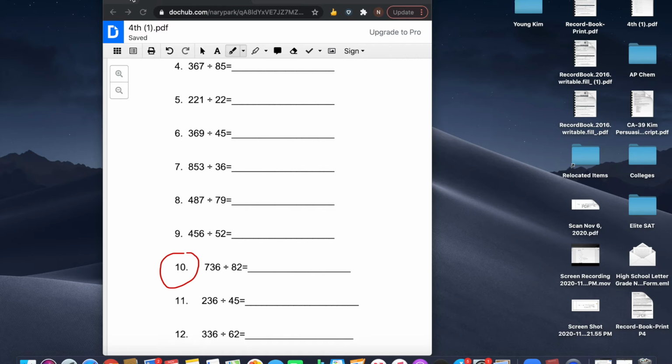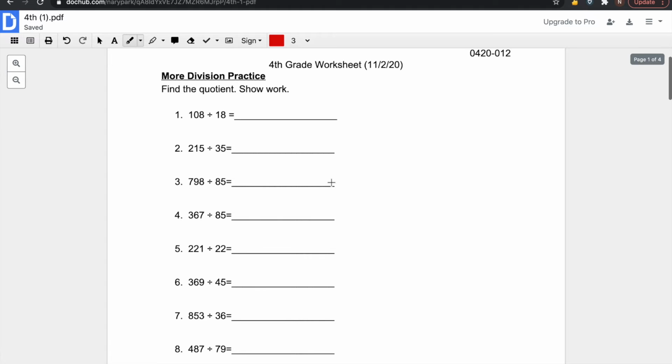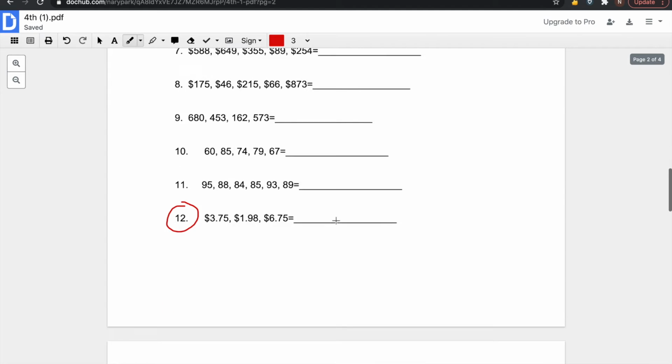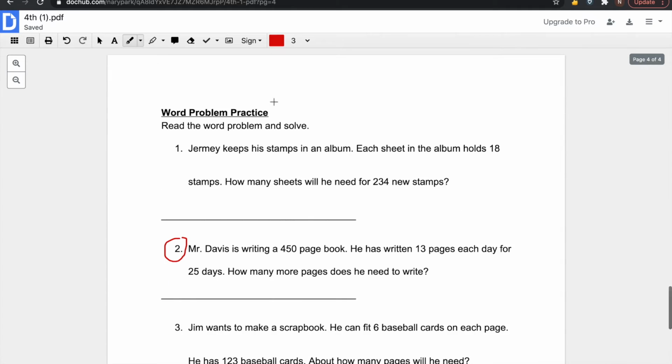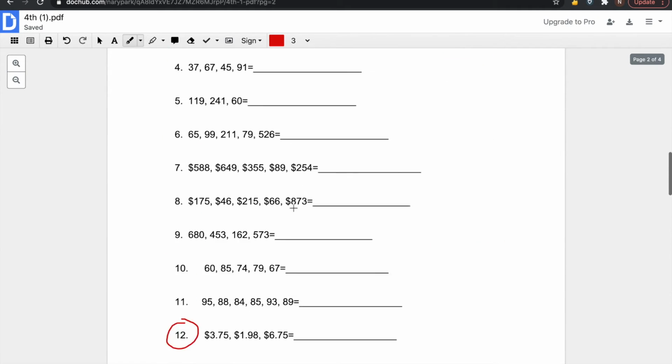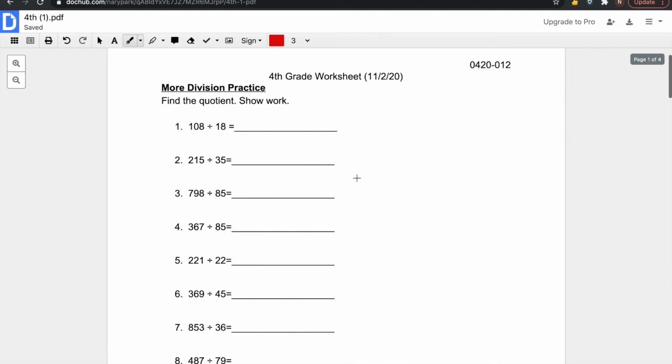Guys, welcome back. Today we're going to be going over a couple of concepts including division, finding the mean, some standardized test prep, and some word problem practice. So we're going to be going over these circled problems only. We'll start off with division first.